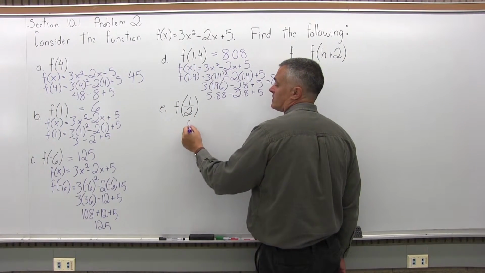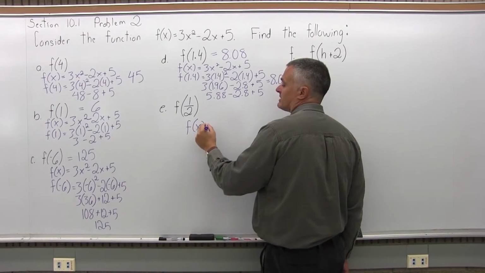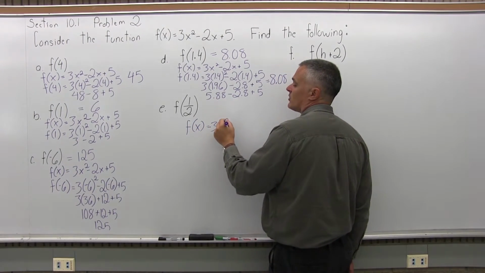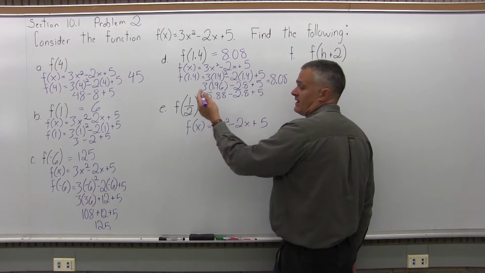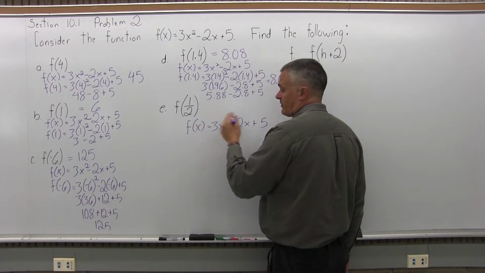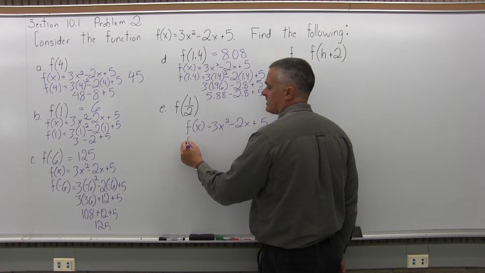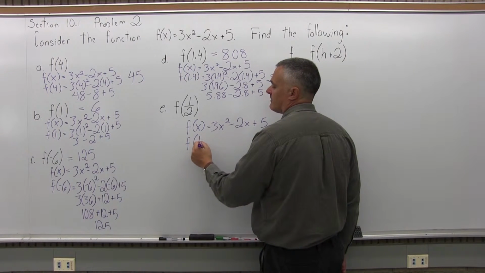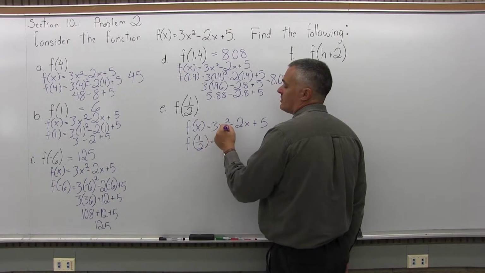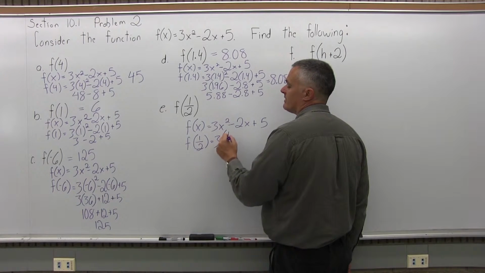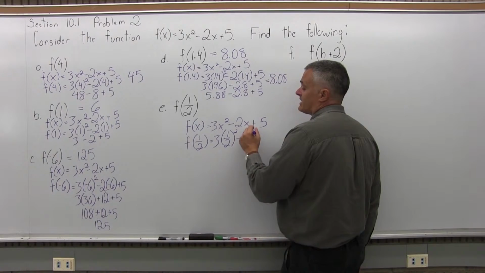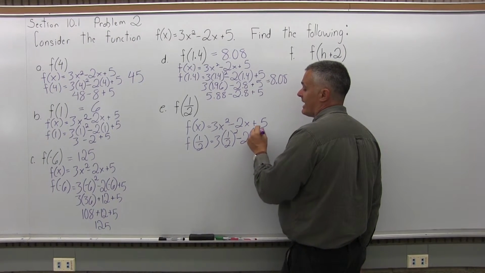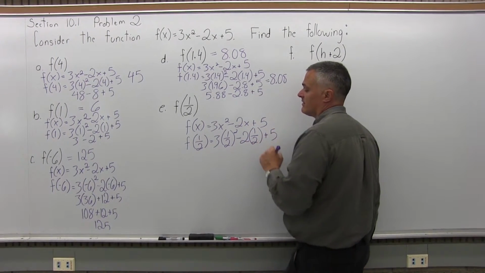So the given function for this problem is f of x equals 3x squared minus 2x plus 5. And it tells you to use an input of 1/2. So wherever you have an x, replace it with a 1/2. So f of x becomes f of 1/2. 3 times x squared becomes 3 times 1/2 squared. Minus 2 times x becomes minus 2 times 1/2. And then you have a plus 5 on the end.